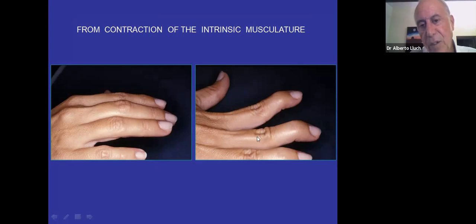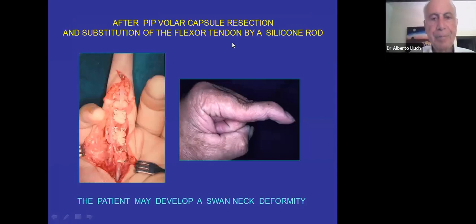And the PIP joints are in hyperextension, with the lateral bands subluxed dorsally. And this is a normal person, just by contraction of the intrinsic muscle.